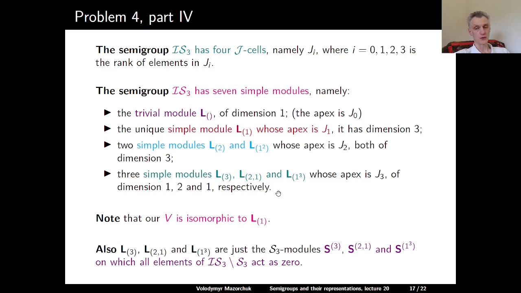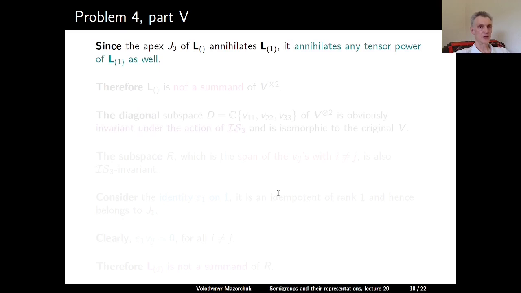The corresponding Specht modules S3, S2,1 and S1,1,1, where the action of everything outside S3 in IS3 is 0. Now, let's look at the module L sub the empty set. It has the apex J sub 0, and this apex annihilates the starting module L sub 1. So it annihilates any tensor power of L sub 1, which means that L sub the empty set is not a summand of any tensor power of V, in particular of V to the tensor power 2. So we can forget about this simple module.